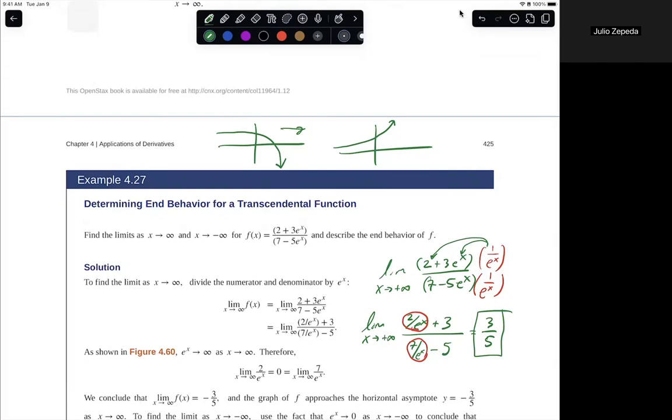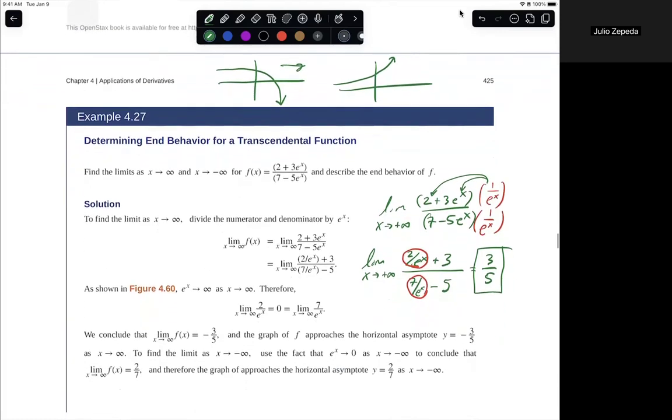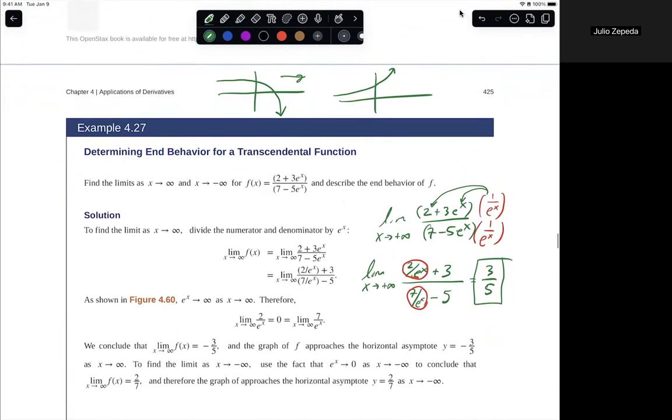Okay. So let's take a look here at what they say. To find the limit as x goes to infinity, we divide the numerator and denominator by e to the x. Okay. They do that, and they get exactly the same thing that we did just a moment ago. And then if e to the x goes to infinity, then the denominator is going to infinity, which makes the whole fraction go to 0. And that's true for both terms that have e to the x in the denominator.